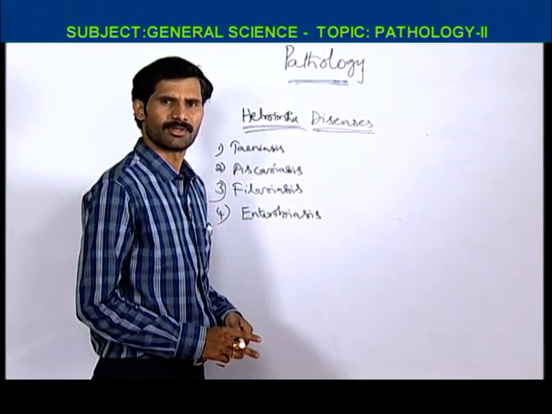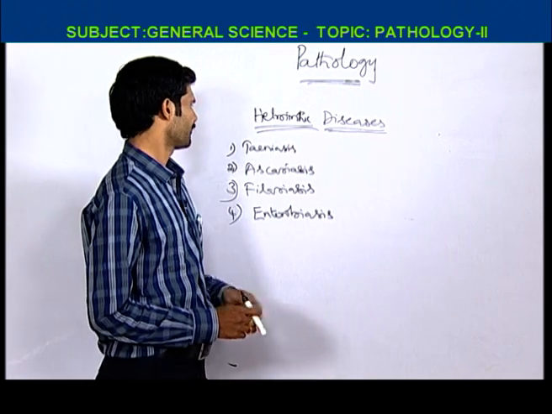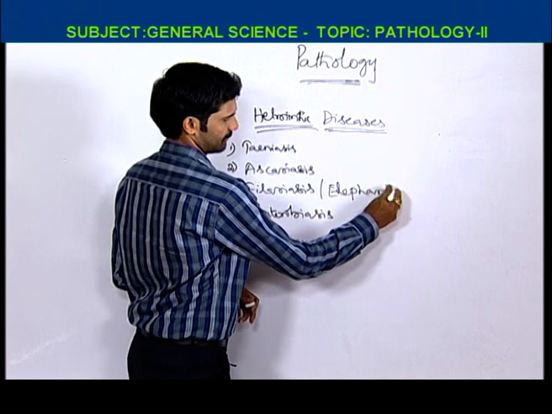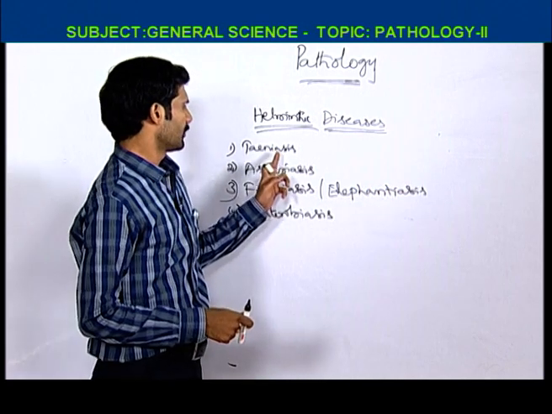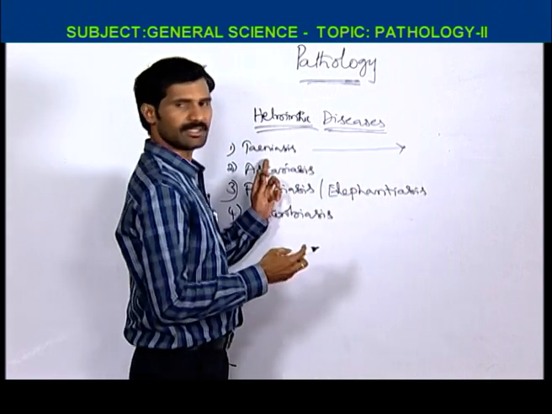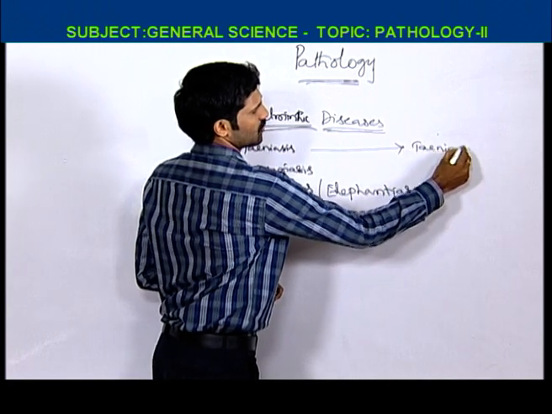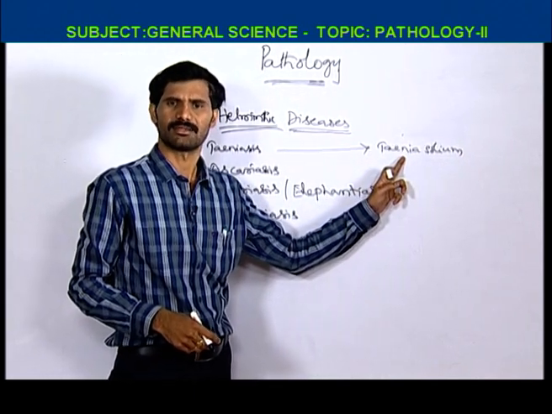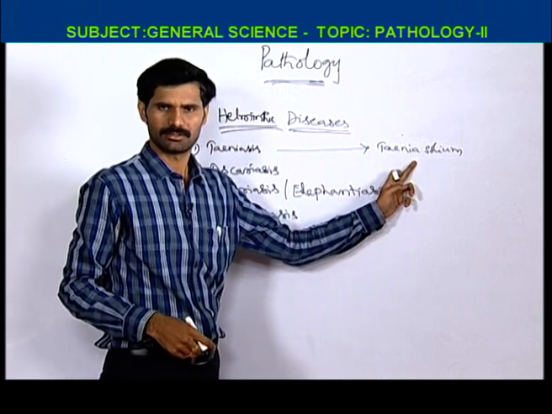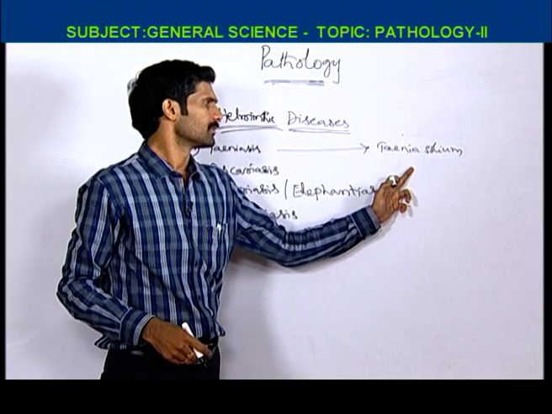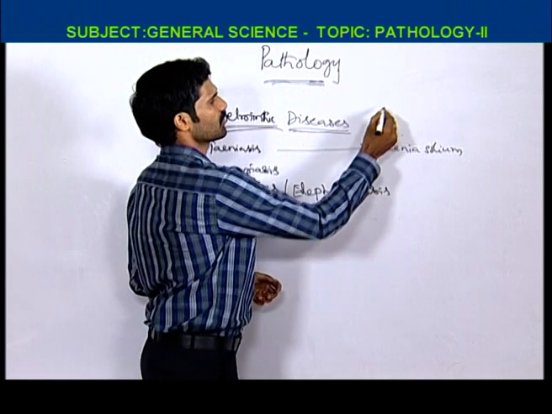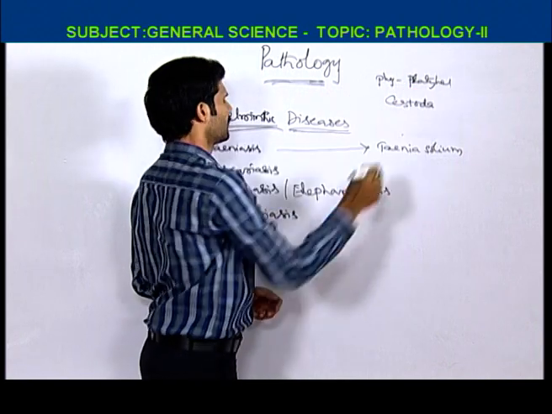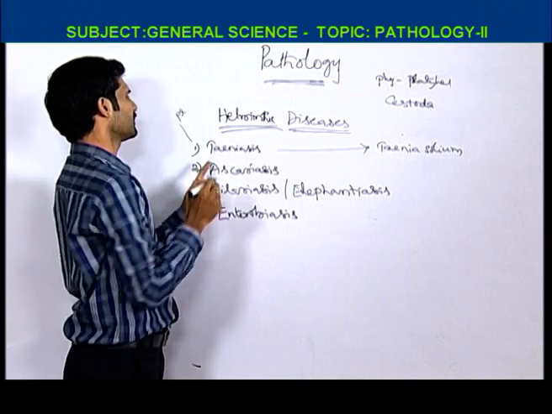Next, helminthic diseases. Important helminthic diseases are teniasis, ascariasis, and filariasis, also called elephantiasis. First, teniasis. It is caused by Taenia solium, which belongs to the phylum Platyhelminthes, a flat-bodied invertebrate phylum. Taenia solium belongs to class Cestoda and phylum Platyhelminthes. That's why it is a platyhelminthic parasite.